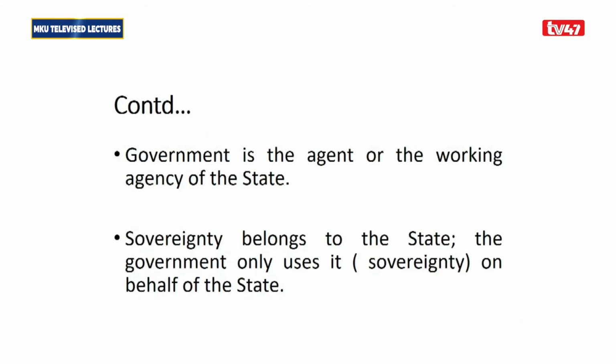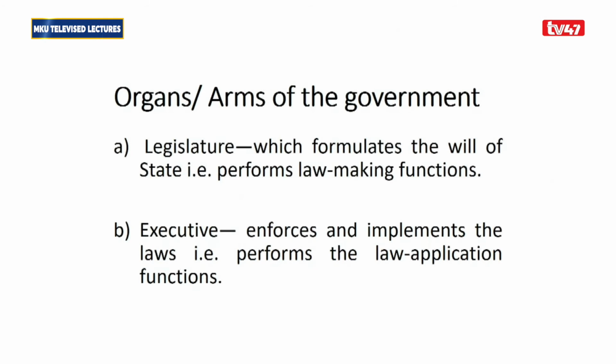Now, to proceed, we'll look at different arms of the government. At this point, we are looking at the Kenyan government, the organs or the arms of the government. There are different arms of the government that we are going to discuss. The first arm of the government is the legislature. The legislature is an arm of the government that formulates the will of the state. They formulate law, i.e. perform law-making functions.